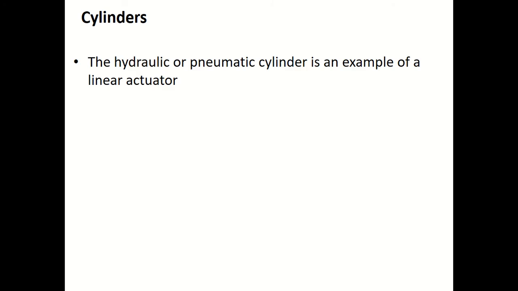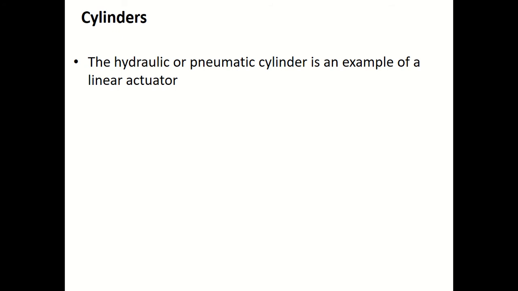So we were discussing the pneumatic and hydraulic actuation systems. The hydraulic or pneumatic cylinder is an example of a linear actuator. While we are discussing pneumatic and hydraulic actuation systems, I told you there are mainly two types of actuators, a broad classification: linear actuators and rotary actuators. So the hydraulic or pneumatic cylinder is an example of a linear actuation system, or a linear actuator.